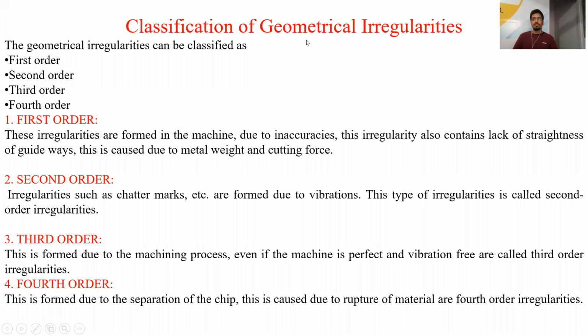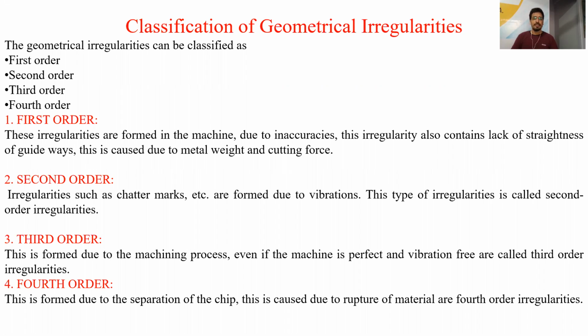Next topic is classification of geometrical irregularities. There are a number of irregularities on the surface according to which the surface roughness is classified. So the geometrical irregularities can be classified as first order, second order, third order, and fourth order. We will discuss first order. These irregularities are formed in the machine due to inaccuracies. This irregularity also contains lack of straightness of guideways. This is caused due to metal weight and cutting force. If the guideways of the machinery used for the machining process are not straight, then the irregularity added in the workpiece due to the lack of straightness of the guideways falls under first order irregularity.